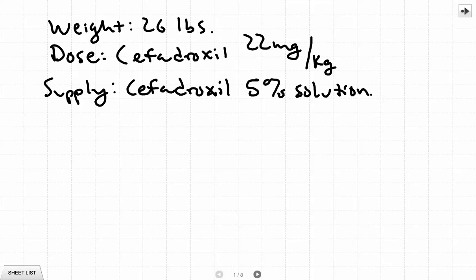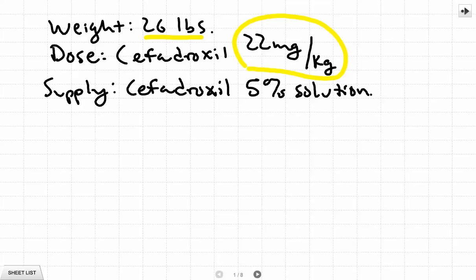Okay, so we're going to do a basic drug dosage calculation problem. This is a drug dosage calculation based on the weight of the patient. You'll see our problem starts with the weight of the patient as 26 pounds. The dose that we want to give is cefadroxil, that's the drug. And what we want to do is give it out at a rate of 22 milligrams per kilogram.